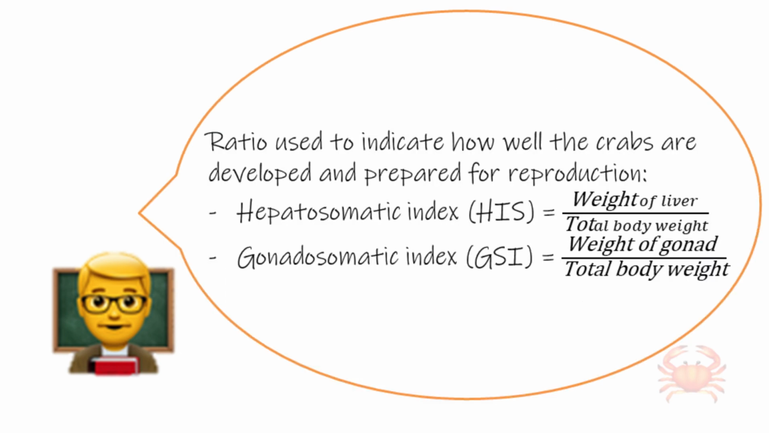Hepatosomatic index and gonosomatic index are two ratios used to indicate how well the crabs are developed and prepared for reproduction. Hepatosomatic index is given as the weight of the liver over the total body weight, while gonosomatic index is given as the weight of the gonad over the total body weight.